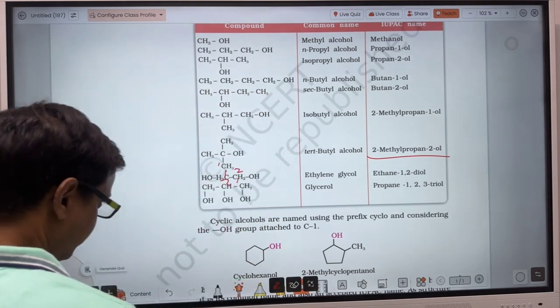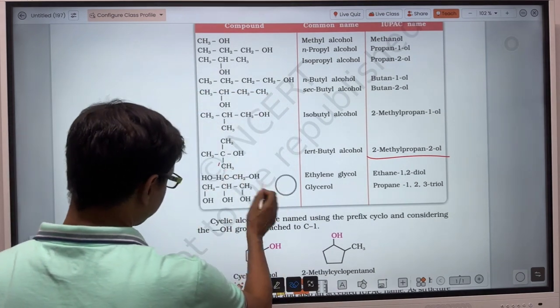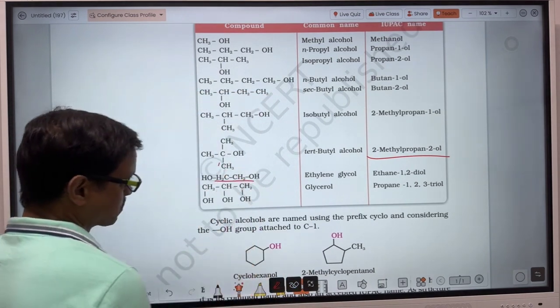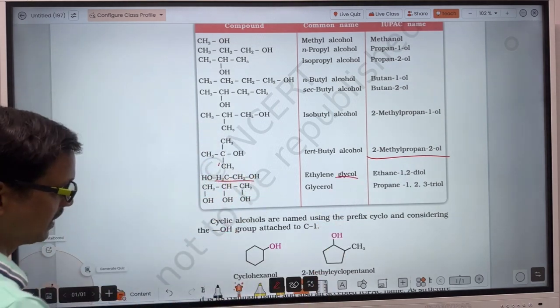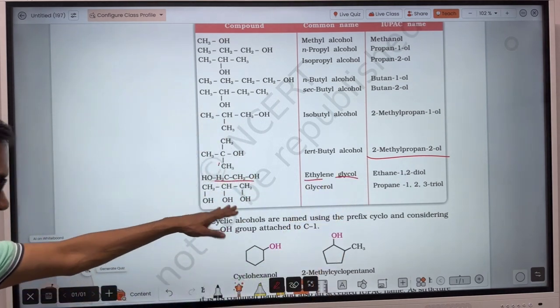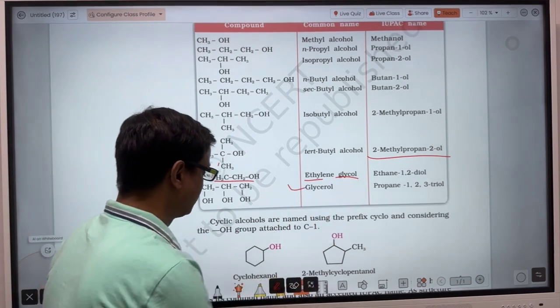So here 2 OH groups are attached. In this compound there are 2 OH groups, so that's why that will be called glycol. And here there are 2 carbons, so that's why ethylene. Here there are 3 OH groups, that's why glycerol.